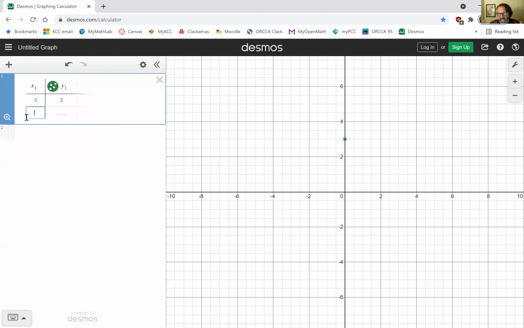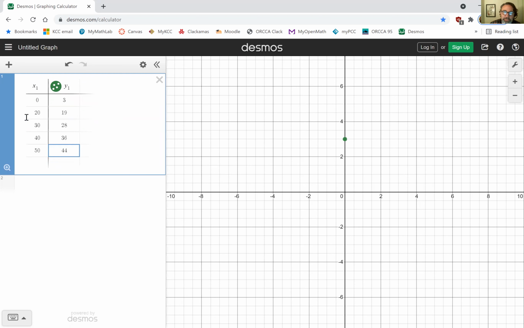I'm not going to bother with decimals or percent signs here. Then 20 minutes later, it was at 19%. After 30 minutes, it was at 28%. After 40 minutes, it was 36%. And after 50 minutes, it was 44%. And at that point, I said, all right, it's time to make a video about this.